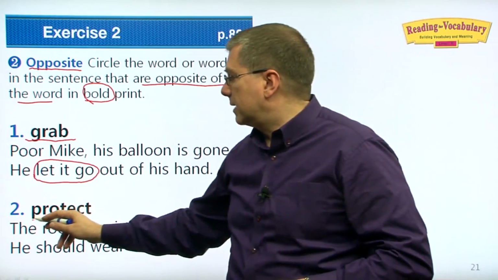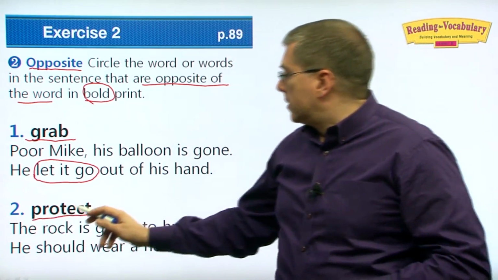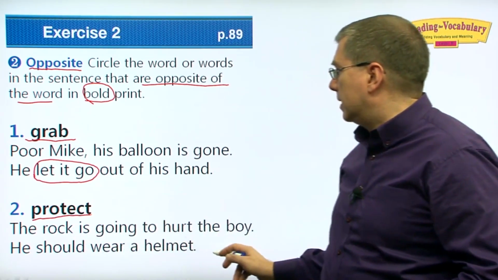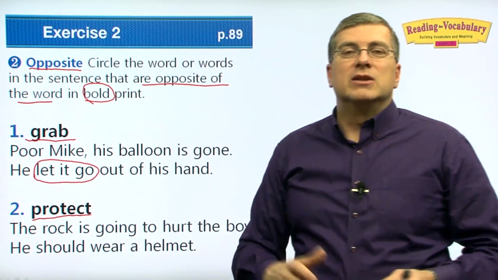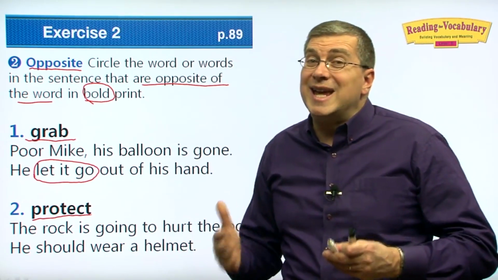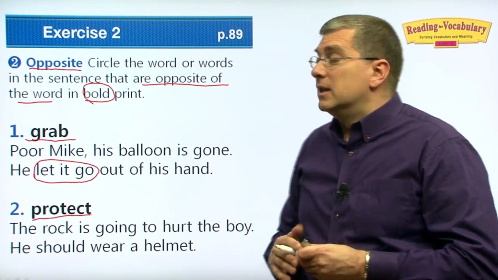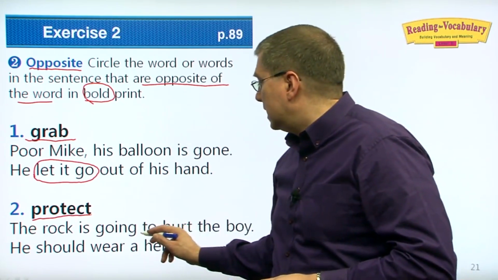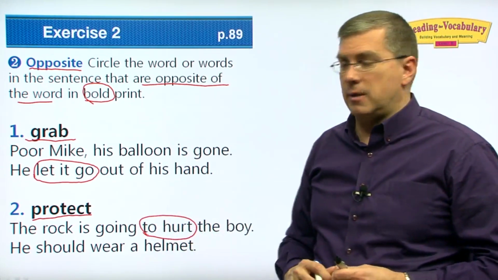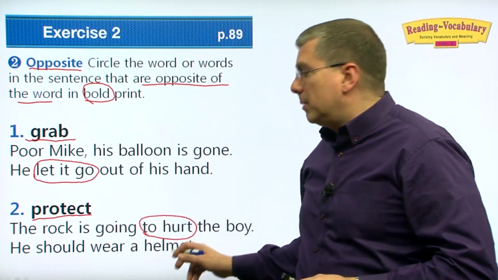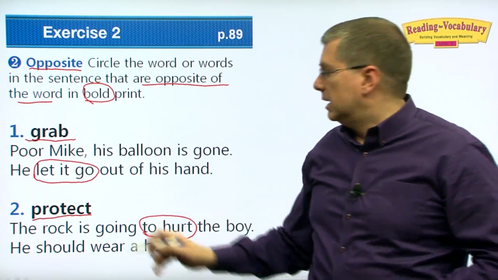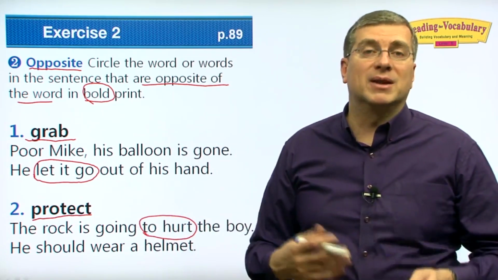Number 2 is protect. That's our word here. Protect. The rock is going to hurt the boy. He should wear a helmet. Okay, so protect means to keep yourself safe from danger so that you don't get hurt, right? So protect, the opposite, of course, is to hurt. The opposite of protect is to hurt something, okay? He should wear a helmet so that he doesn't get hurt, so that he protects himself. So protect and hurt are opposites.